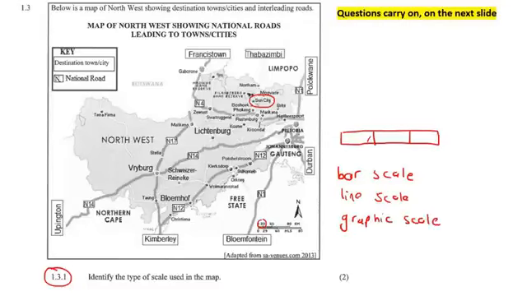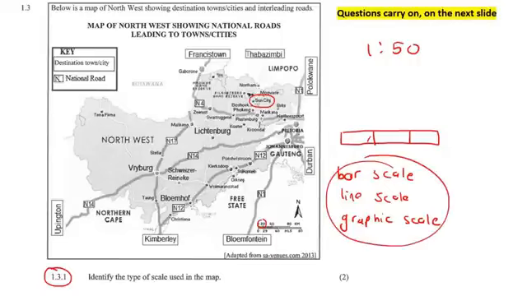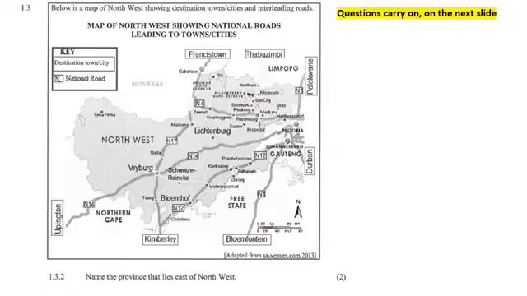We get other types of scales. For example, if we use something like 1 is to 50, that's usually called a number scale. But for this question, you could choose any one of those. Okay, it's not a number scale, but you can choose any one of those. Okay, so let's have a look at this one. Name the province that lies east of Northwest.